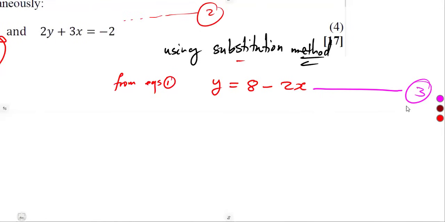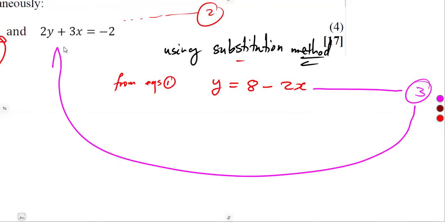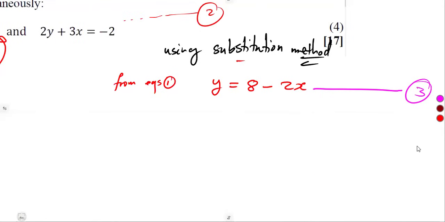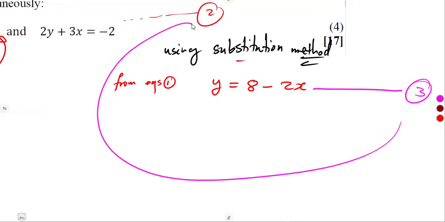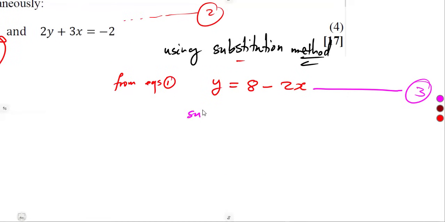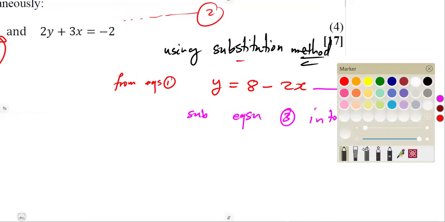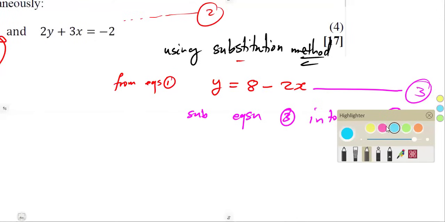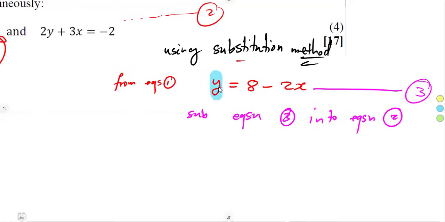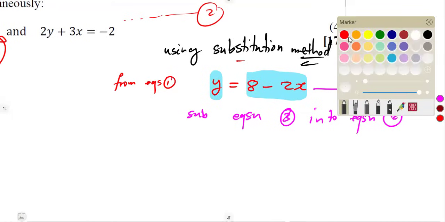So what are we going to do? We are going to substitute it into the other equation, not equation 1, but equation 2. Let us simply substitute our equation 3 into equation 2. In place of y, wherever we see y, we put 8 minus 2x. That is the idea there.